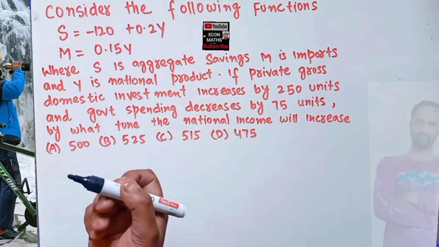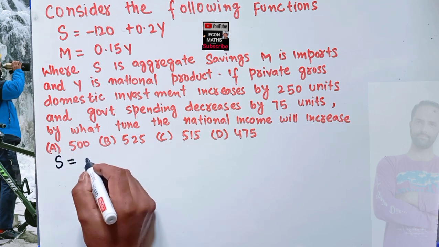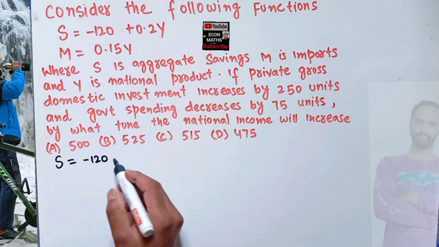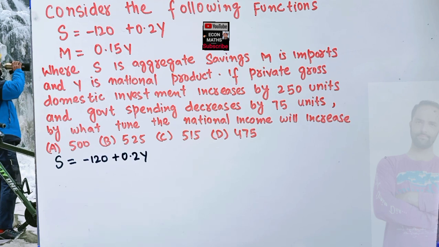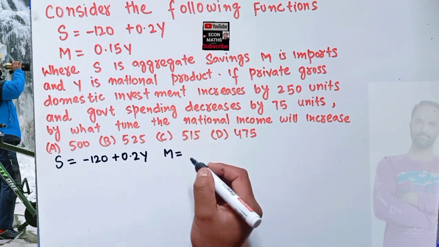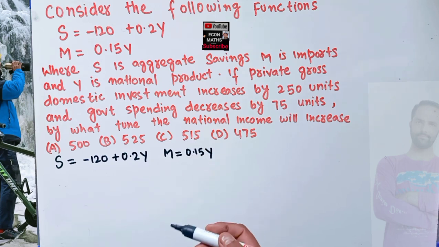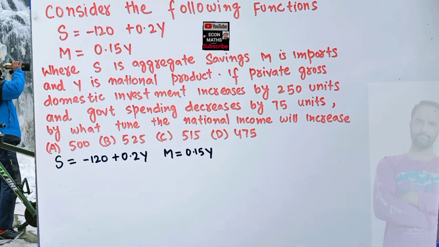So exactly what we are being given, we are being told that savings is a function of income. So S is equal to minus 120. That means autonomous savings when the level of income is zero, okay, plus 0.2y, and 0.2 denotes the marginal propensity to save, okay, how much we save when income increases by one unit. Also we have imports as a function of income, that is 0.15y. That means this 0.15 denotes the marginal propensity to import, okay? How much our imports increase when there is one unit increase in our income.